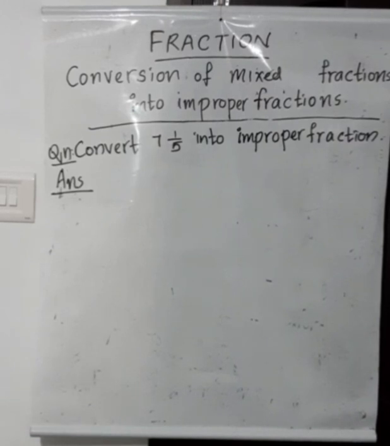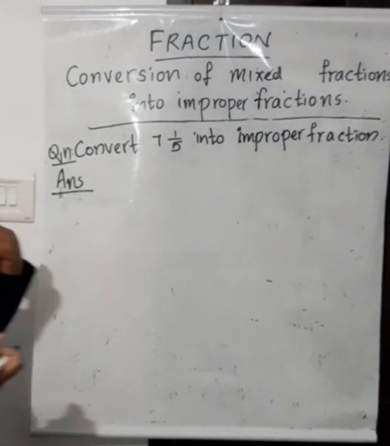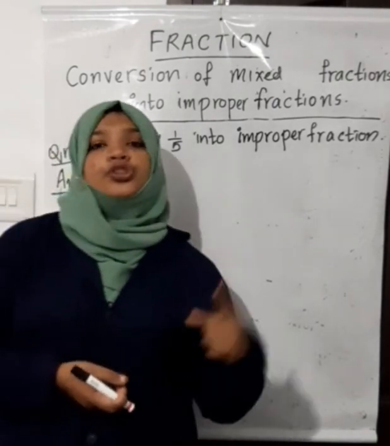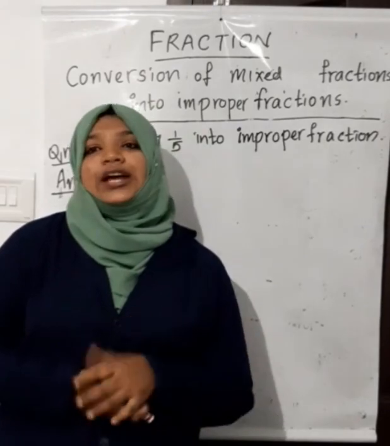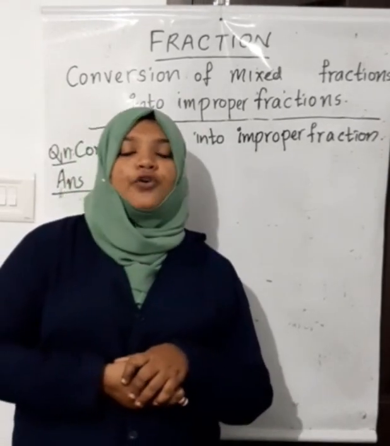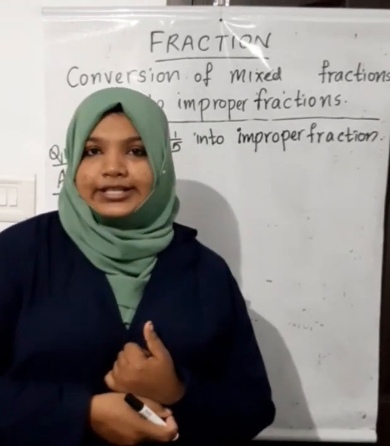Here we have the question: convert 7 1 by 5 into an improper fraction. Convert 7 1 by 5 into an improper fraction. Before entering the question, we have to know how to convert a mixed fraction into an improper fraction. So let us discuss that.